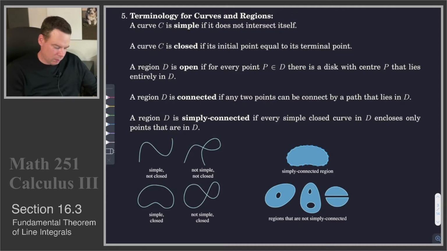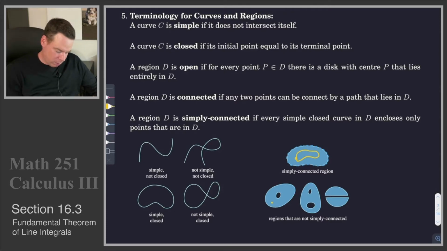Now, in particular, we are interested in regions that are going to be simply connected. So that is connected regions that are a little bit more robust in how they're connected. So we say a region is simply connected if every simple closed curve in the region encloses only points that are in D. So if I think of a simple closed curve here, then that encloses only points in the region D.